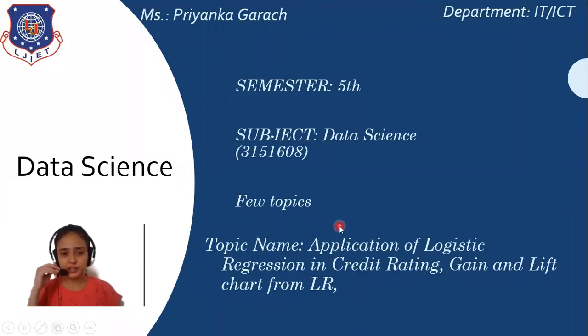In this particular video, we will see a few topics from the different units. So we will see the application of logistic regression in credit rating, and the gain chart and lift chart from logistic regression. These two topics are from unit number 6, that is logistic regression. And at last, we will see one calculation based example from unit number 2, that is descriptive analytics.